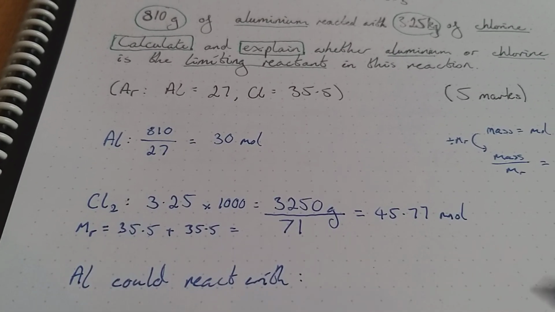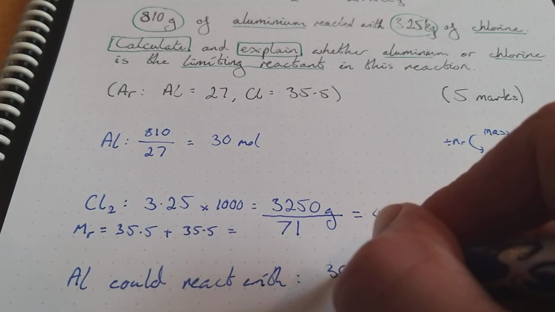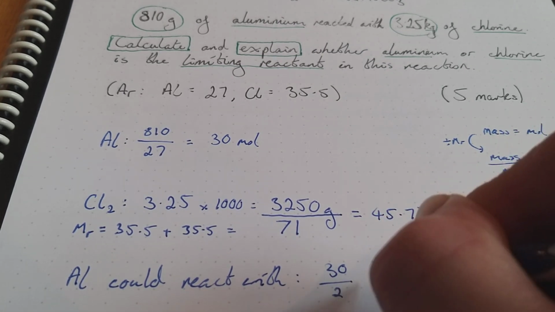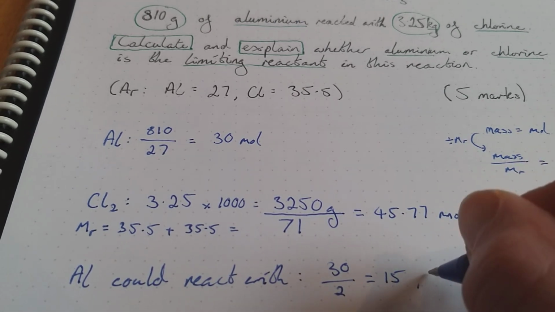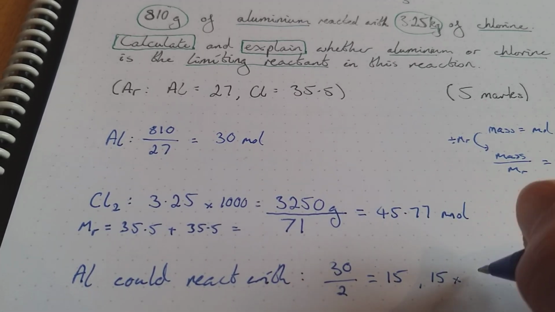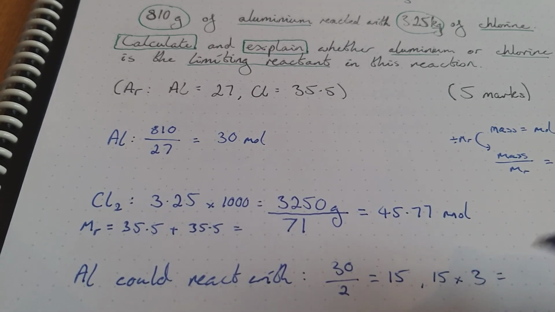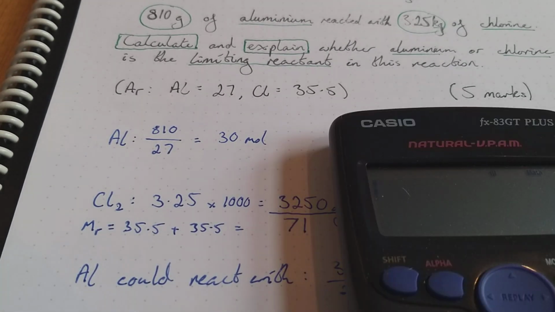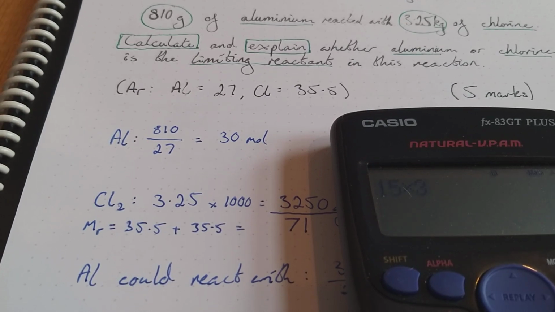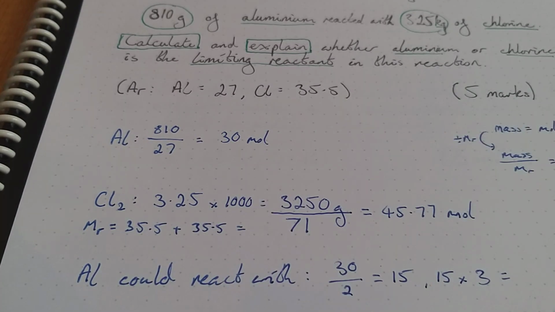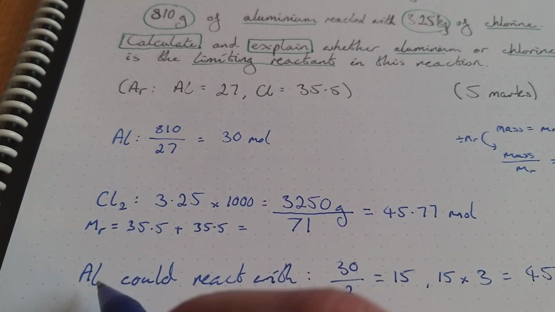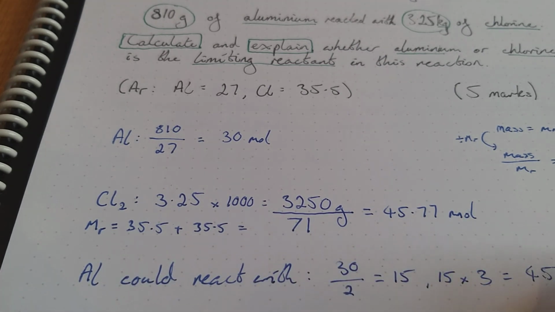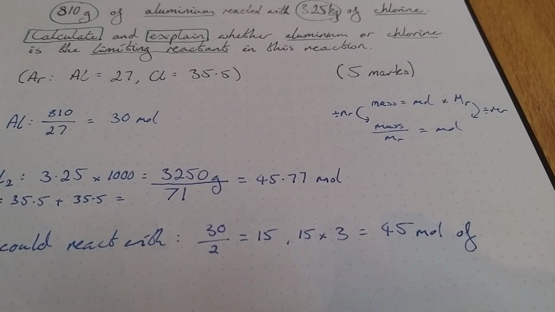So if we do 30 divided by 2, that will give us 15. And then if we do 15 times by 3, that will give us, just double check on the calculator, 45. So what we're saying is that the 30 moles of aluminium could react with 45 moles of chlorine.